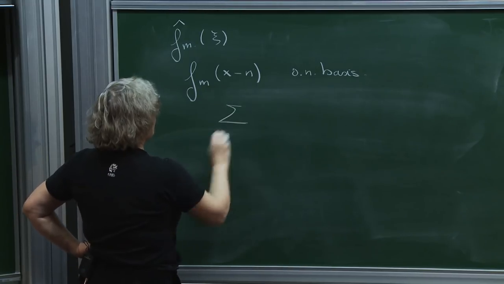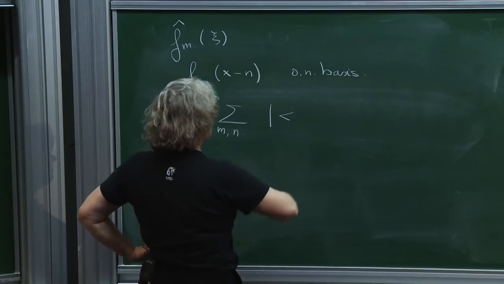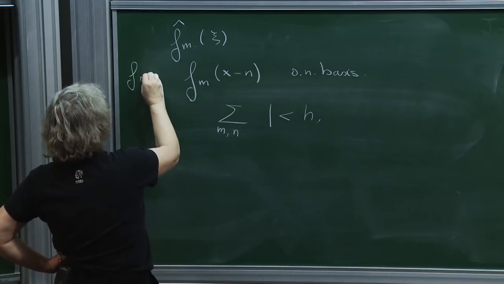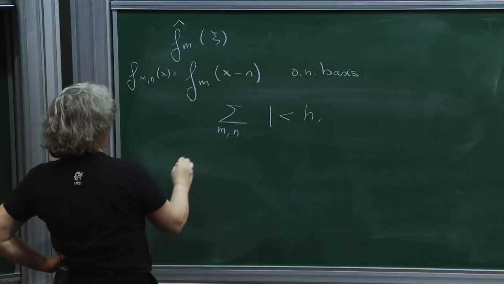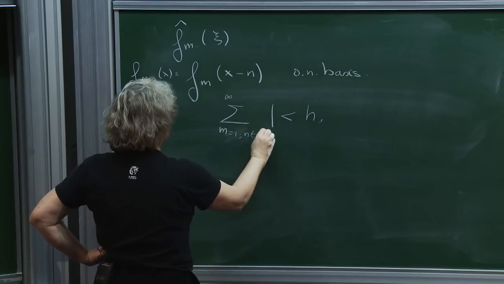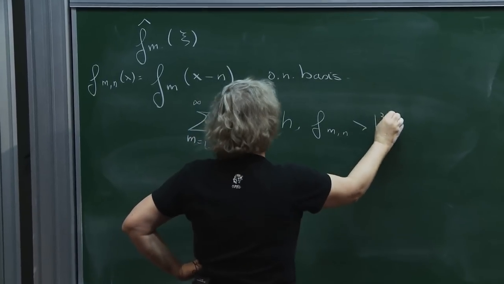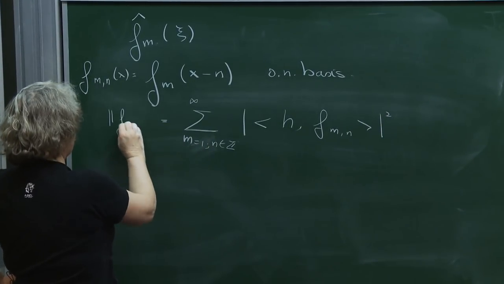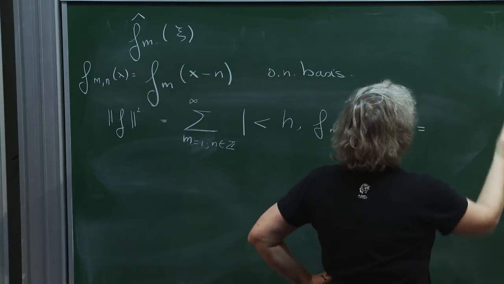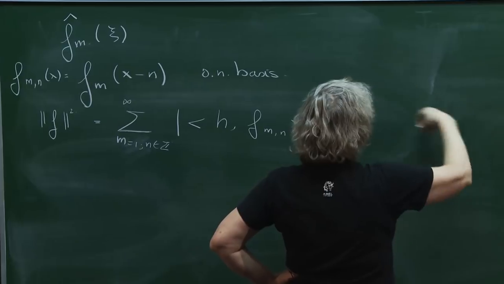Well, it certainly means that you want the sum over m and n of any function h, let's call this f_mn, where the sum for m goes from 1 to infinity and the sum for n is over all Z, you want this to be equal to the norm of f squared. And remember, I want to be consistent with that paper so that I can look up a formula if I start screwing up.